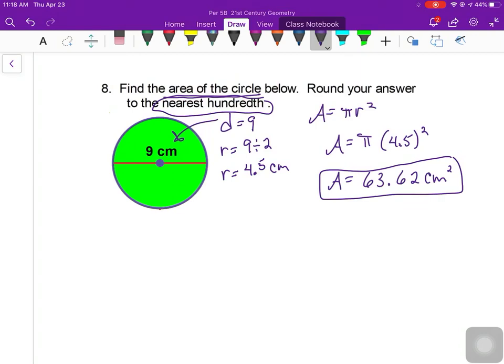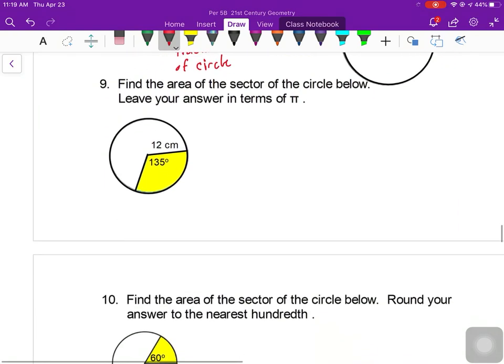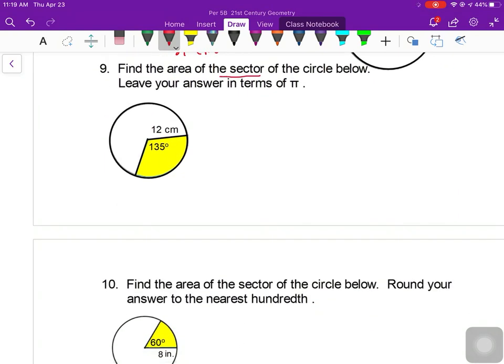Okay, let's talk about the new thing, the area of a sector. A sector is just a piece of a circle. So this green part you see here is a sector. It looks sort of like a slice of pizza. Once again, we have the fraction of the circle. But this time we take it times pi r squared, the area of a circle formula. So down here in number 9, they ask us to find the area of the sector. They want us to leave it in terms of pi.